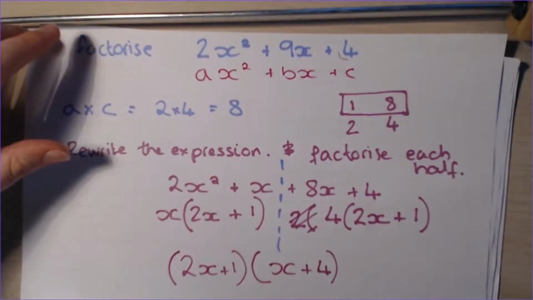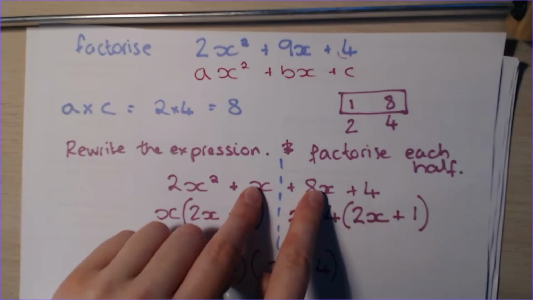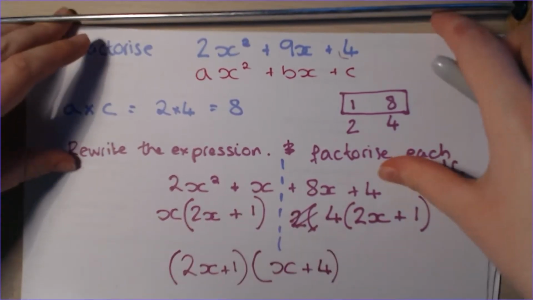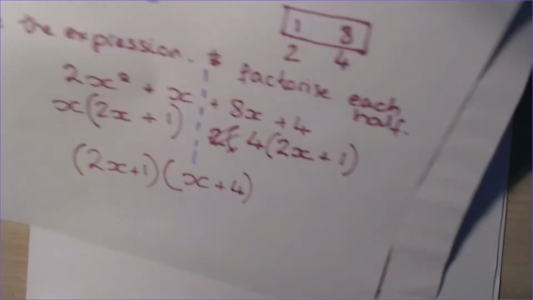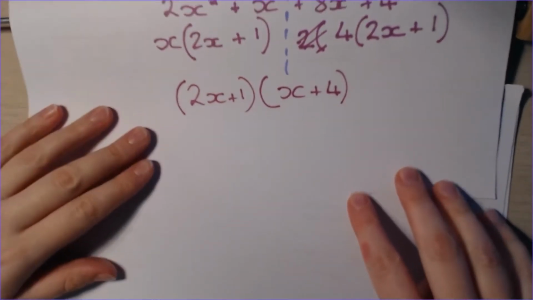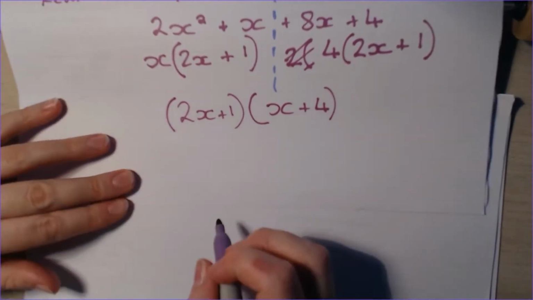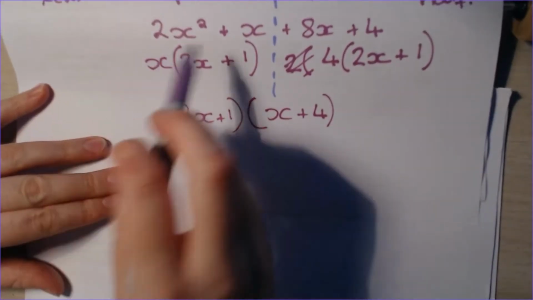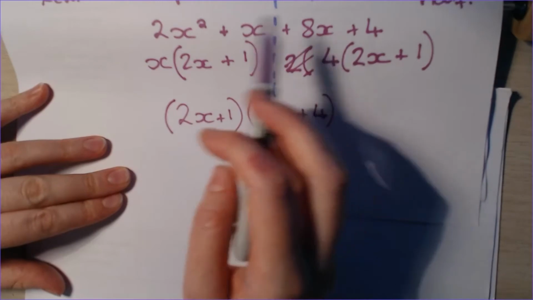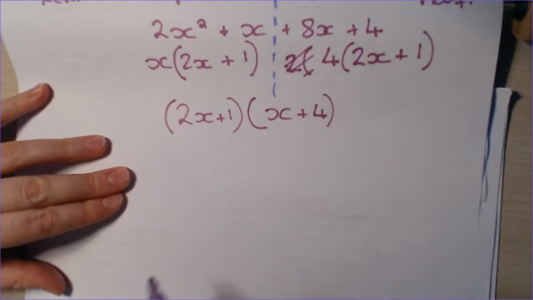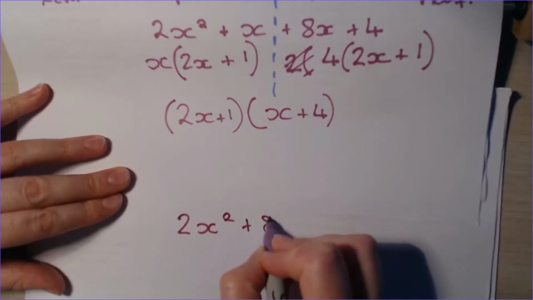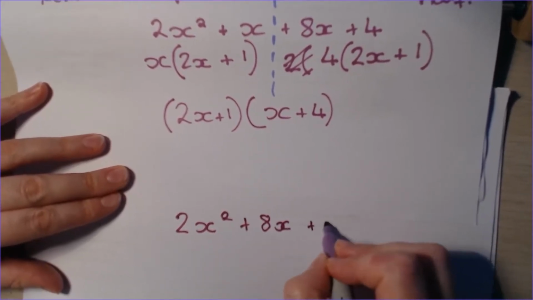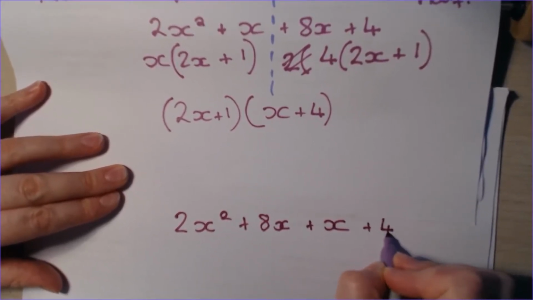Okay, now I'm going to just show you what would have happened had I done these the other way around, because that's interesting and it's important you know what would happen if you did that. So I'm just going to move it up there slightly, and I'm going to rewrite this line here, because the process would have been the same up here, but I'm going to swap these two around. So 2x squared plus 8x plus x plus 4.